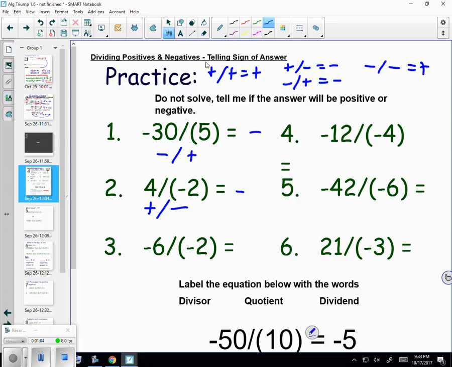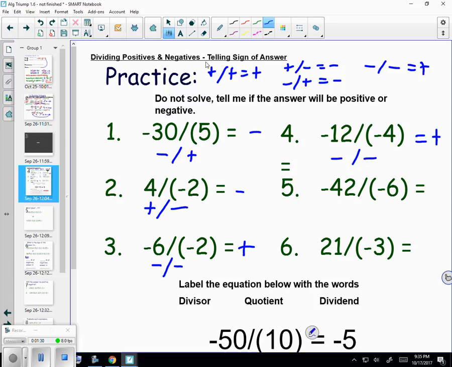Number 3, we have a negative 6 divided by a negative 2. Negative divided by negative is always positive. Number 4, you have negative 12 divided by negative 4. You have the pattern negative divided by negative, which is positive.